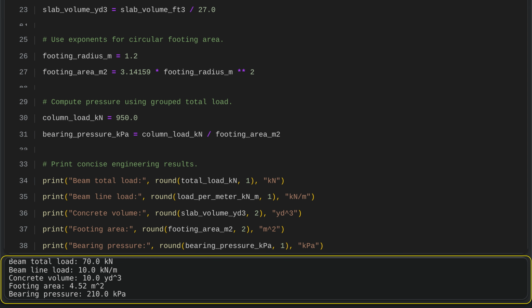The script computes key structural quantities for basic load and dimension checks. It combines dead and live loads to find a beam's total load, divides by beam length to get line load, calculates concrete slab volume in cubic yards, and finds circular footing area and bearing pressure from the column load. It then prints the rounded results for clarity.